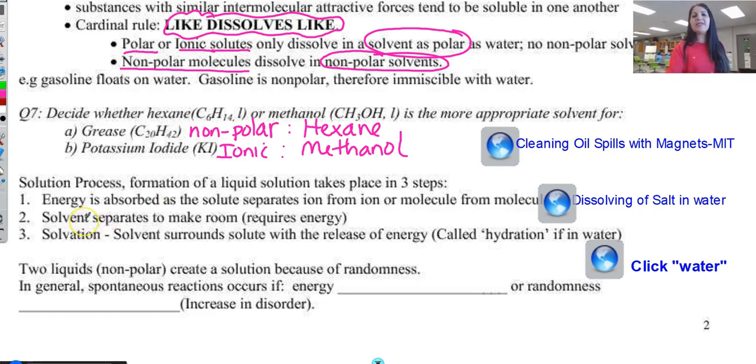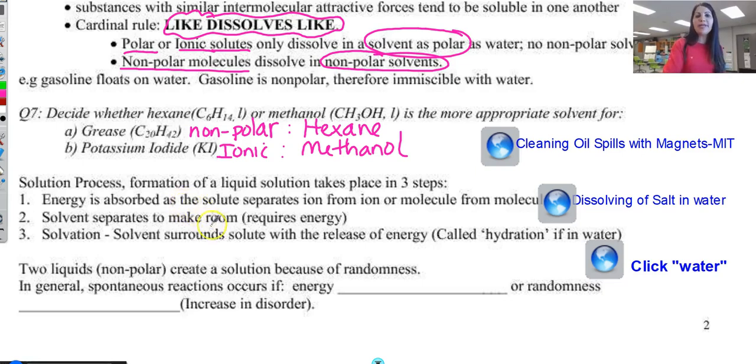The second step is the solvent ends up separating from each other. Like the water molecules are actually separating from each other because they're making room for the solute particles. And the third step is what we call solvation. That's when the solvent actually surrounds the solute, and that releases energy. Why? Because there's an attraction. If it's polar with an ionic substance, or polar with another polar, or nonpolar with nonpolar, there's a particular affinity or attraction, and so there's a release of energy when that happens, okay?